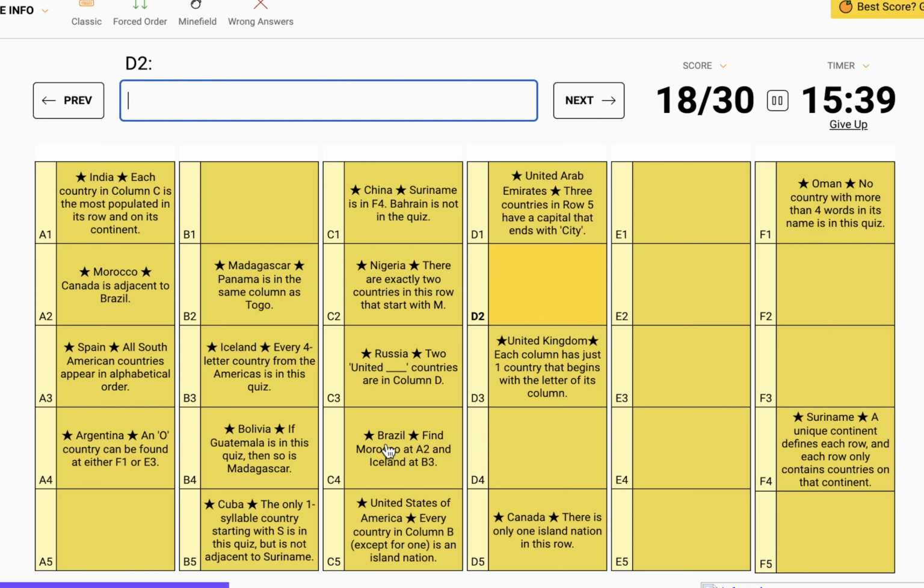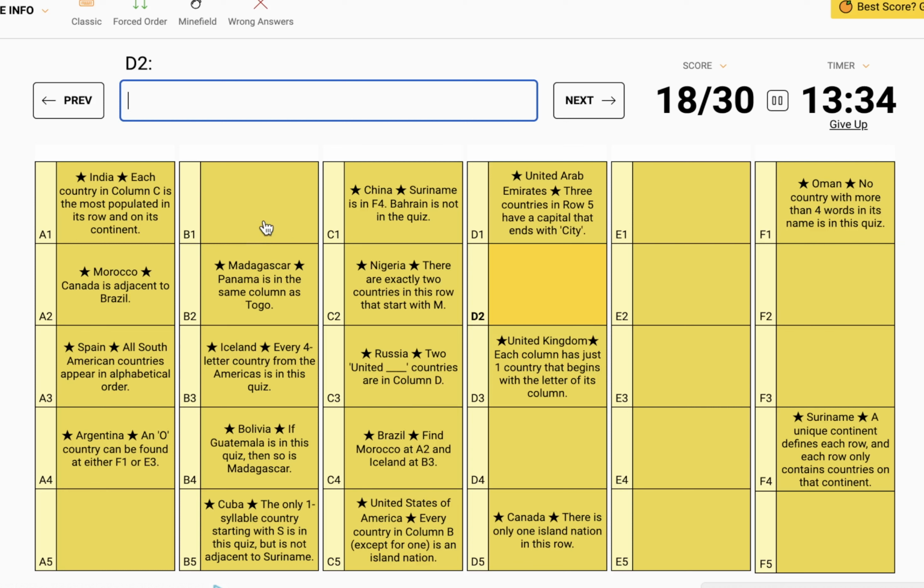Each column has just one country that begins with the letter of its name. This cannot start with an A, but that doesn't help me because I've got it down to Panama, Mexico, and Guatemala. Okay, so the United States says every country in column B is an island nation. So this has to be an Asian island nation, but there's lots of them.